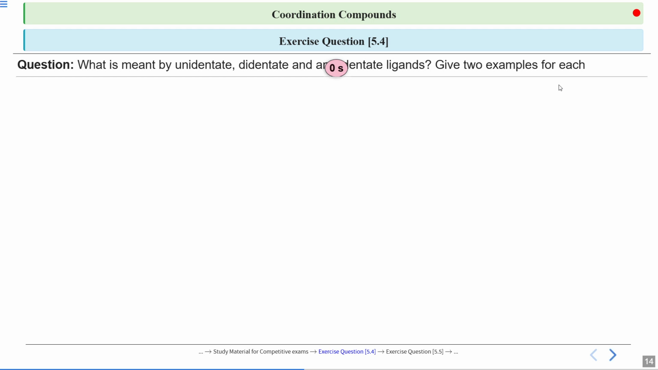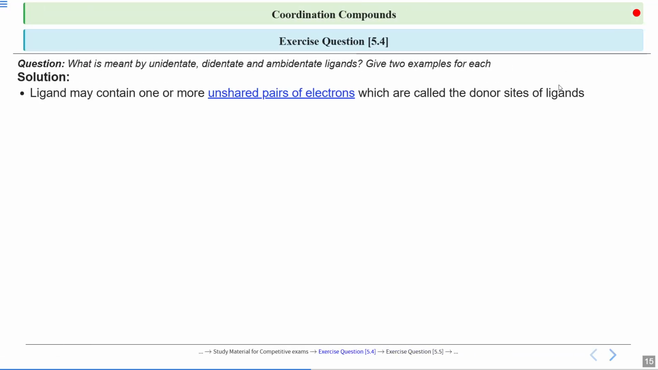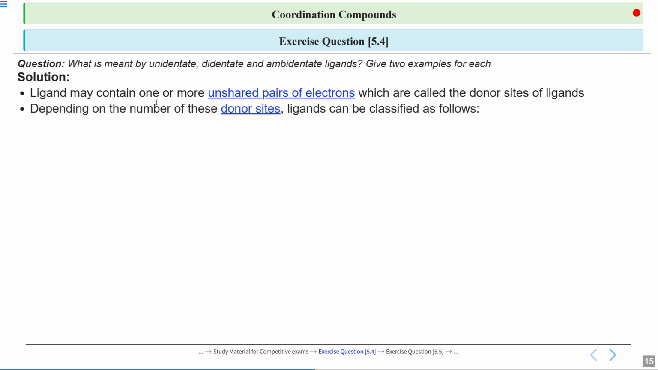Okay, let's see. The ligands may contain one or more unshared pairs of electrons, which are called donor sites of the ligand. You all know that a ligand can have one or more than one unshared pair of electrons that it can donate to the metal, and those unshared pairs of electrons are called donor sites of ligands. Depending upon the number of these donor sites, ligands can be classified as follows.